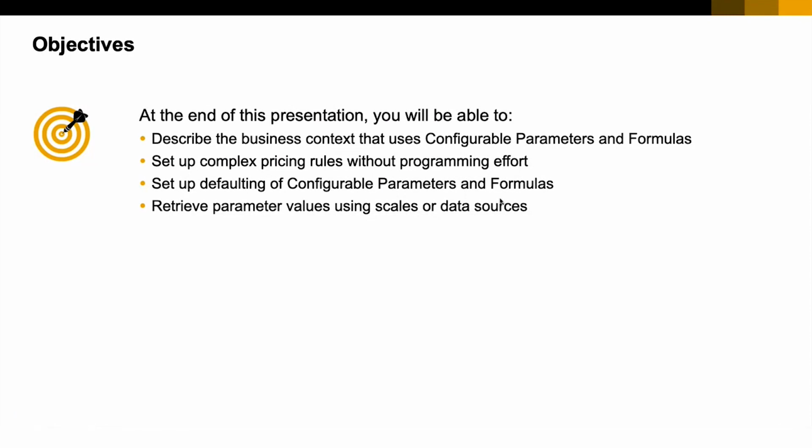So basically this is what you would be going through today. Business context: how complex pricing rules can be set up without the need of any development effort, and how we can set up default formulas, or even formulas based on scales, which is most common at least in the oil and gas industry. But we have seen other industries as well where you have scale-based formulas for qualitative pricing.